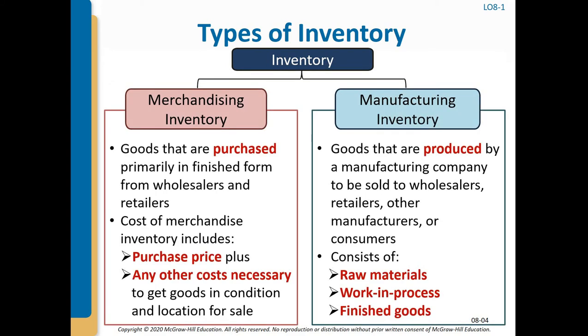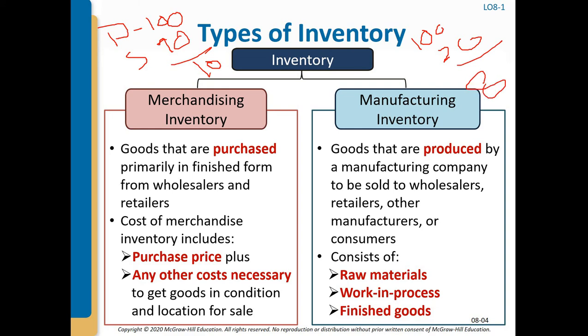So there are two types of companies, merchandising and manufacturing companies. In the case of merchandising, merchandisers usually purchase and sell. Say they have purchased 100 units and they have sold 90 units. So the remaining 10 units are their inventory. In the case of manufacturing, think about Apple. If they have produced 100 units and they have sold 20 units, the remaining 80 units should be their inventory.